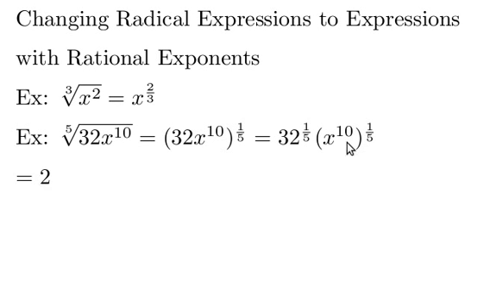And then what do you do with this here? Well, you have this x to the power of 10 all to the power of 1/5. Then you can multiply these two together. 10 times 1 over 5 is going to give you 10/5 or just 2. So x to the power of 2. So this weird mess becomes something pretty simple, x to the power of 2.